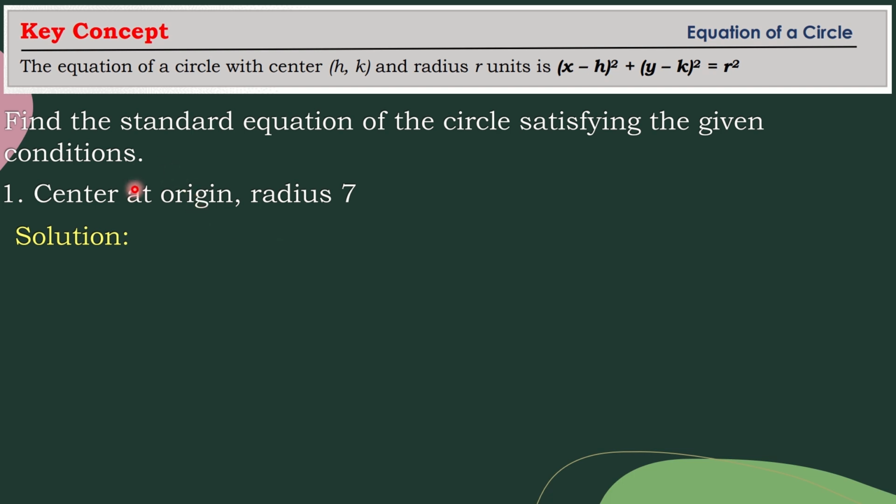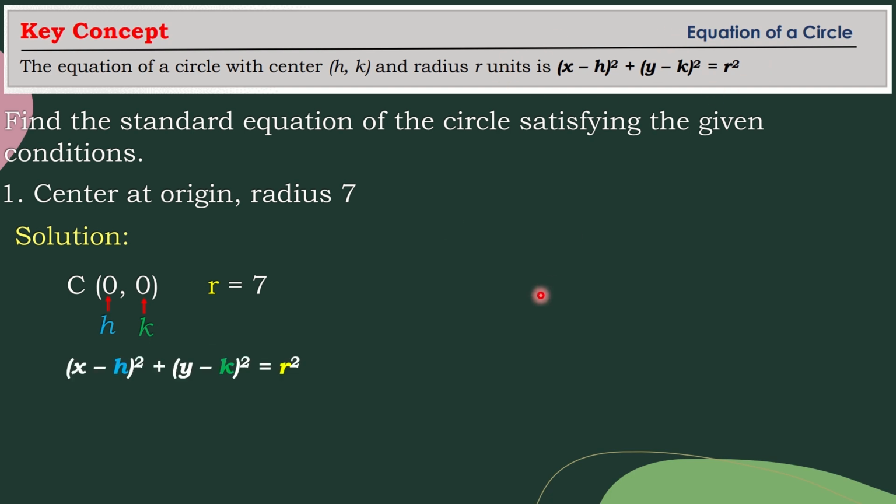So we all know that the coordinates of the origin is (0, 0), and this x coordinate will serve as your h, and your y coordinate will serve as your k. So it's already given that the length of the radius is equal to 7. Now, we are going to substitute these values to the given equation.